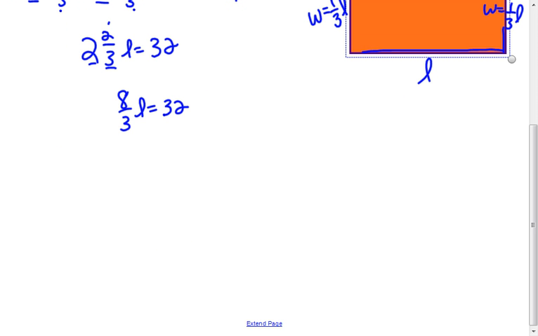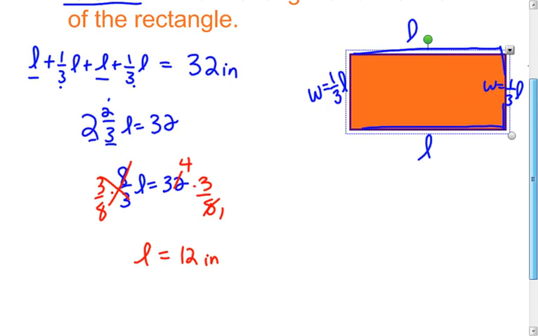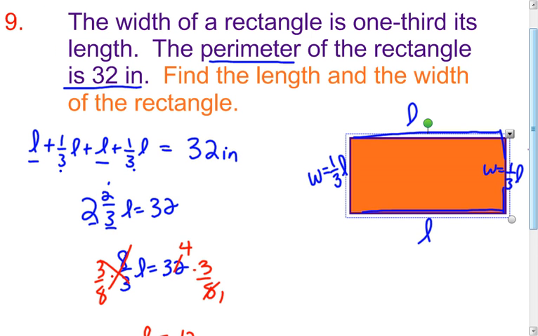Okay, and then to solve for L, I will multiply by its reciprocal, which is 3/8. This is a 1, this is a 4, and 4 times 3 is 12. So the length is 12 inches, and a lot of people will stop right there, so go back and make sure you've answered the question. The question is find the length and the width. Okay, so we know that the length is 12 inches, and that the width is 1/3 of 12. Multiplying by 1/3 is the same as dividing by 3. 12 divided by 3 would be 4 inches.